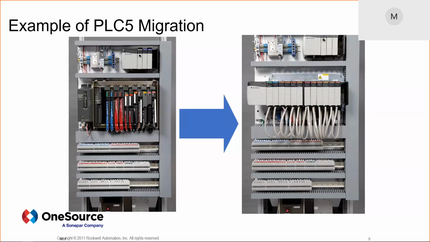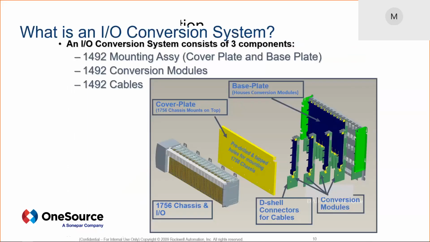You remove the existing rack, you put in this base unit. It utilizes the swing arms from the existing rack that are wired to your field devices. So there's no disconnecting any of your field wiring to your IO modules. You just remove the swing arm.